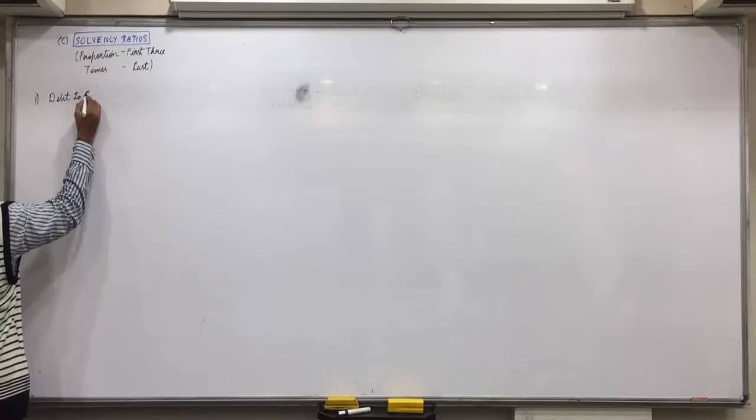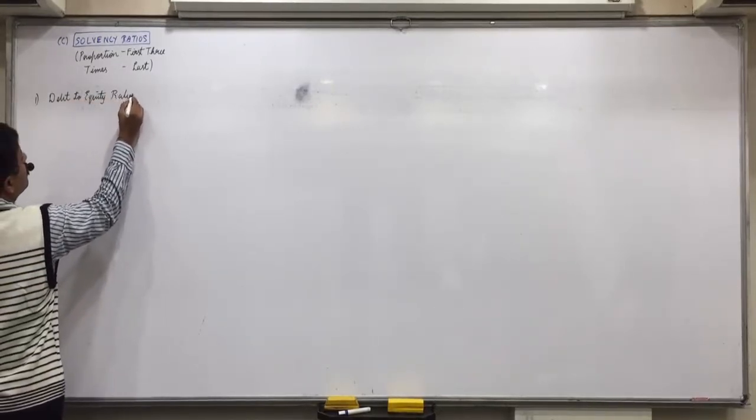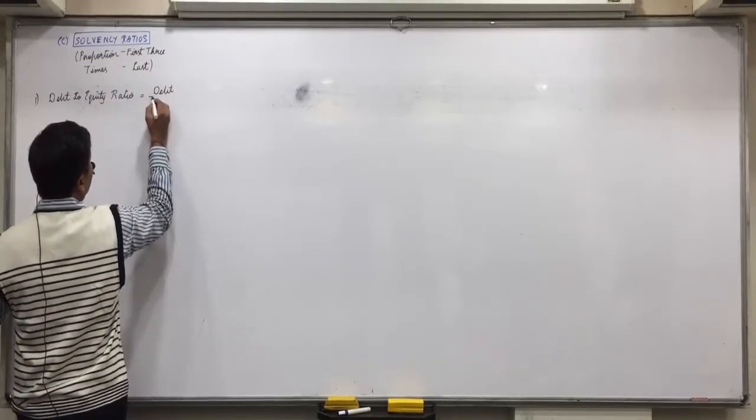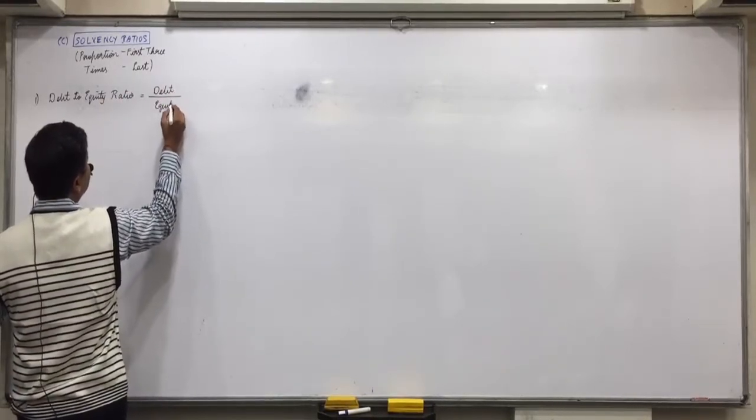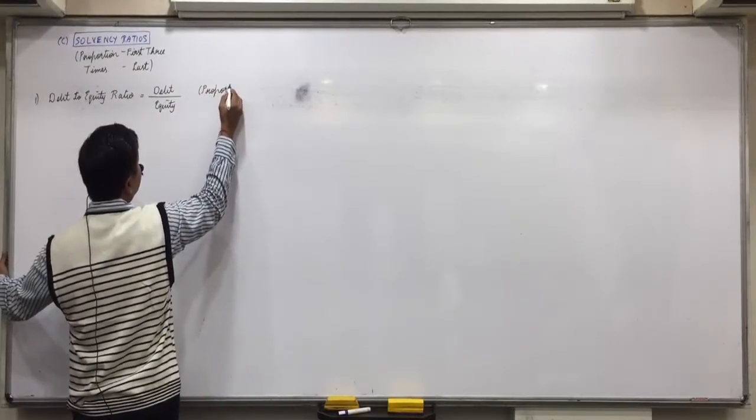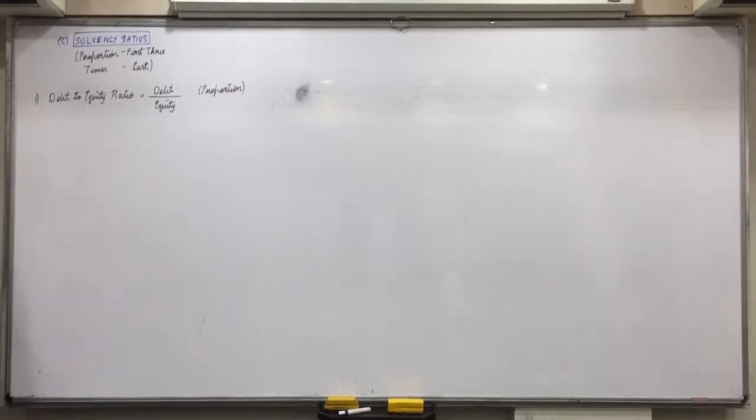So first one, debt to equity ratio, debt upon equity. This one is expressed in proportion. Understood this? What is debt and equity we'll write at the end because it is used in more than one formula.